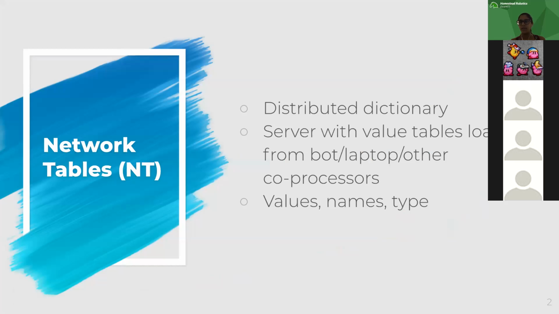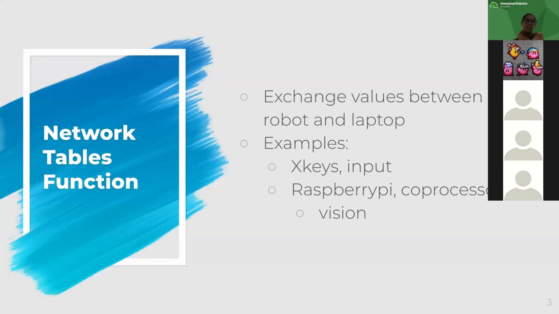And these network tables, they're pretty straightforward. They have variables with values, their names, and the type of variable they are. What they basically do is they just exchange values between the robot and the laptop. So something like this would be X keys, which is a type of input that we're going to go into after this for a second. And then also, like I mentioned, Raspberry Pi, which is a coprocessor that we use on the mini bot. And it's also something that we use for vision.